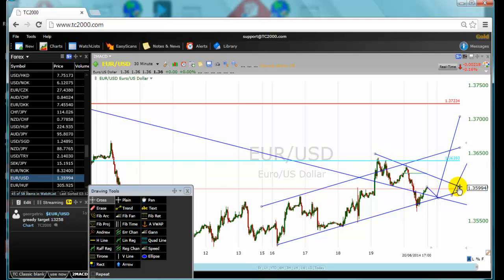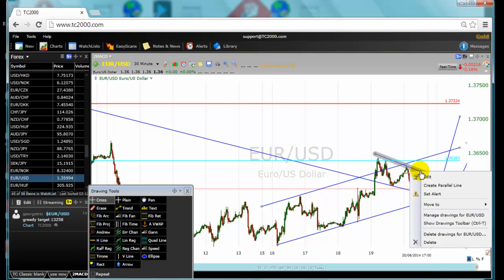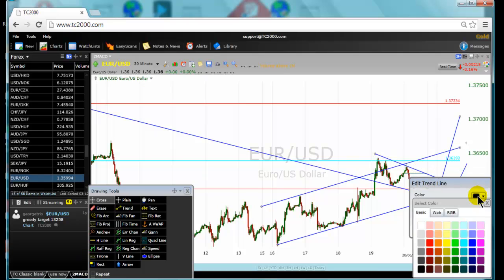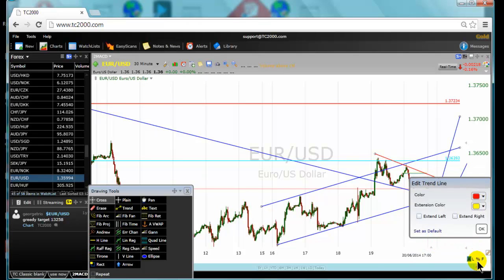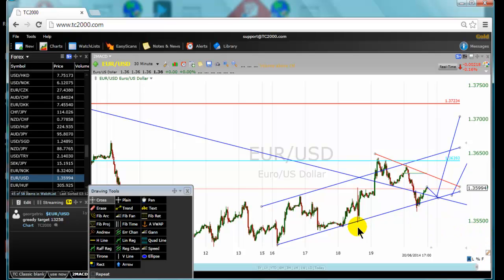So we can also pay attention to this trend channel that I drew on the 30-minute charts. Pay attention carefully to what we are doing here, so you can make excellent decisions.